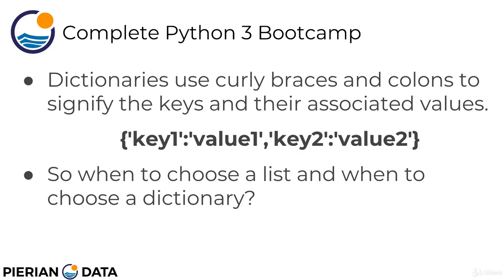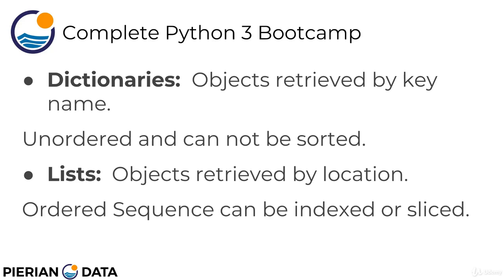key value pair. Now the question always arises, when do we choose a list, and when do we choose a dictionary? Well, dictionaries have objects retrieved by a key name, and dictionaries are unordered and cannot be sorted. So a good time to use a dictionary would be when you want to quickly retrieve a value without needing to know its exact index location. Now that's a really nice feature of a dictionary, the fact that you don't need to know where something is in the actual dictionary to call it, you just need to know the key value pair.